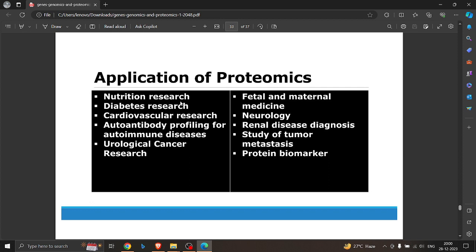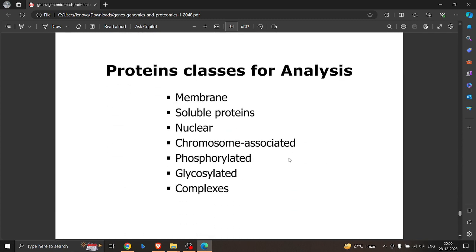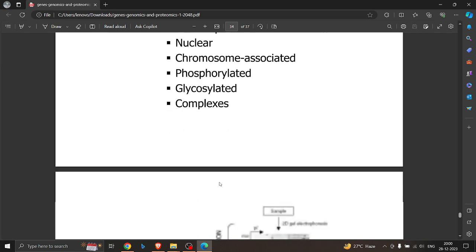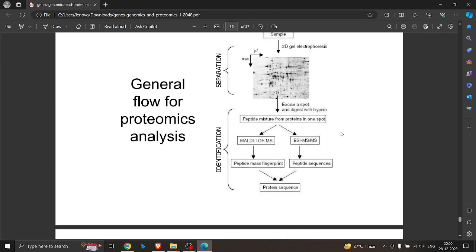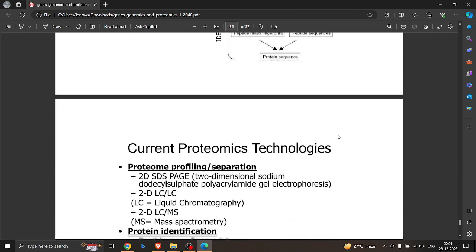That is nutrition research, diabetes research, cardiovascular research, autoantibody profiling for autoimmune diseases, urological cancer research, fetal and maternal medicine, neurology, renal disease diagnosis, study of tumor metastasis, protein biomarkers. So protein classes for analysis can be membrane, soluble proteins, nuclear, chromosome associated, phosphorylated, glycosylated complexes. This is a flow chart which indicates the different analyses.